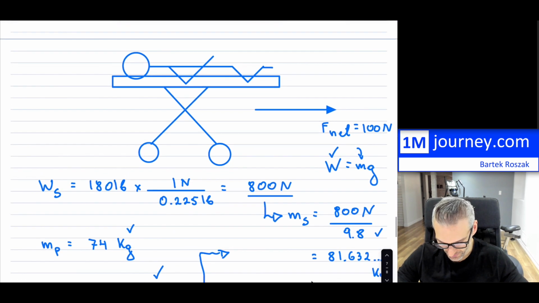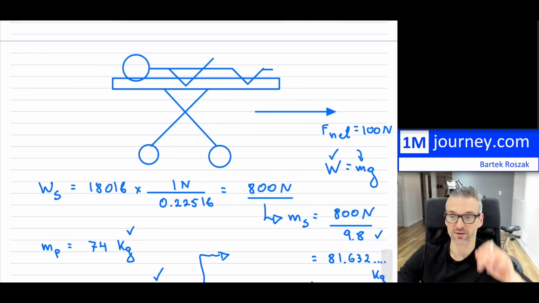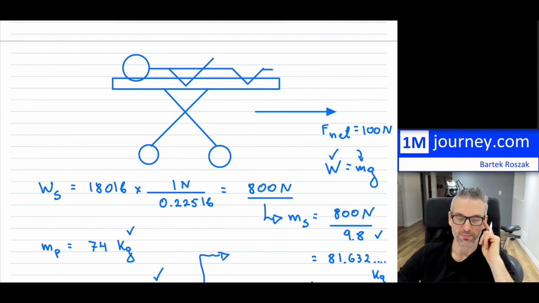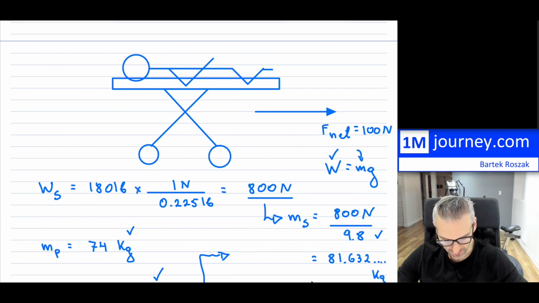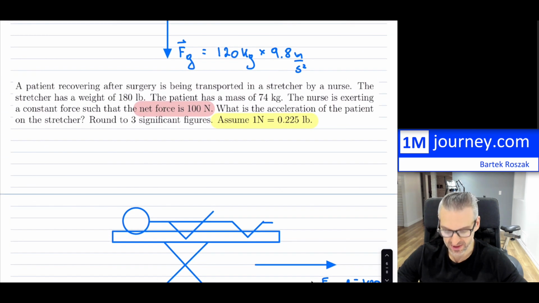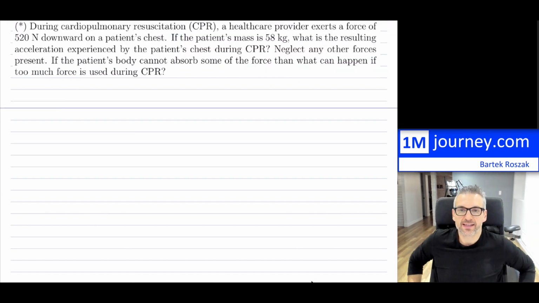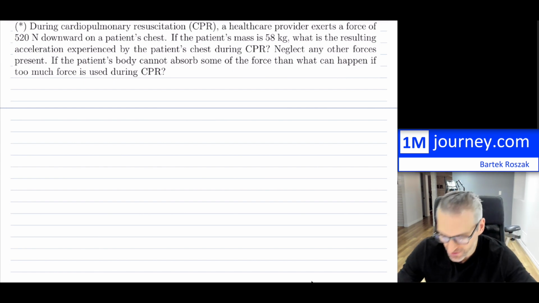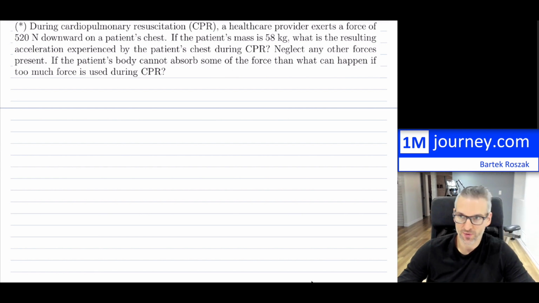So it's not the easiest of examples, especially because they gave us the stretcher in pounds, so we have to do some unit conversions and then find the mass itself. But that would be it for this example. Here's the last example that we have, at least for this video and practice questions.